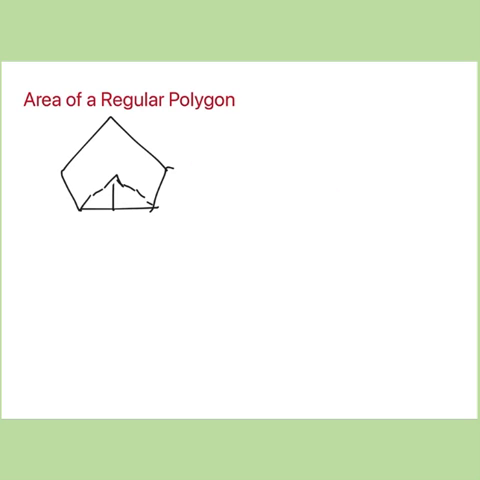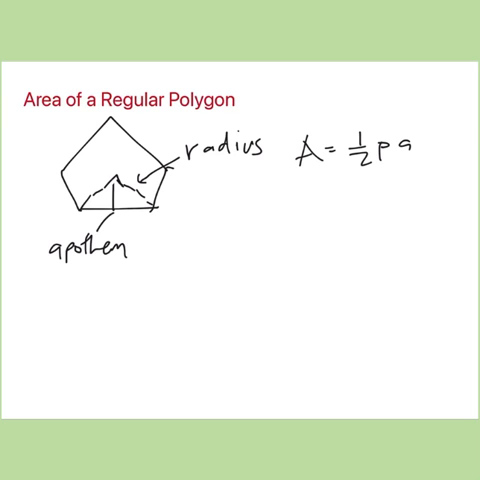Area of a regular polygon. So let's say this is our regular polygon. This line refers to the radius, and this arrow refers to the apothem. So the area of a regular polygon is area equals 1/2 PA, where A stands for area, P stands for perimeter, and A stands for apothem.